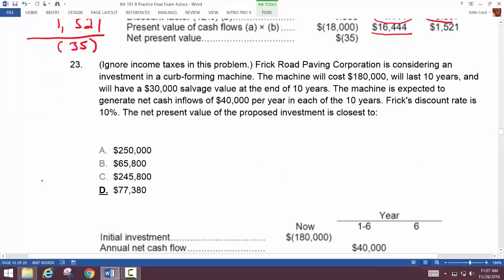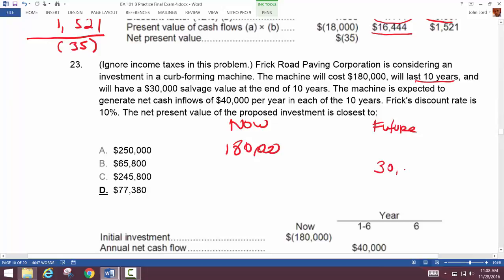Let's take a look at this. Frick Road Paving is considering an investment in a curb forming machine. The machine will cost $180,000 now, and they're still using that same funky presentation. So I'm going to do it like this: now versus what? Future. That's the way I like to do this. So now is this 180,000, right? And then what? It's going to be a 10-year project, and we'll have a salvage value of 30,000. That's in the future, though, isn't it?